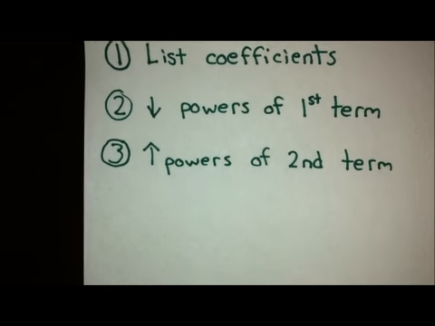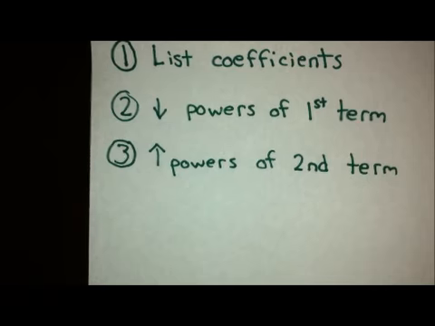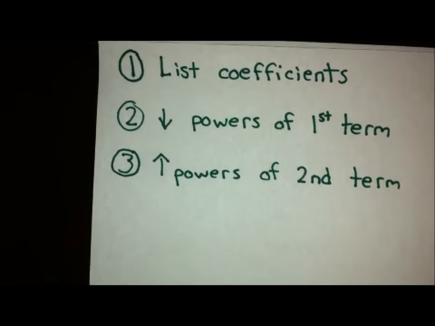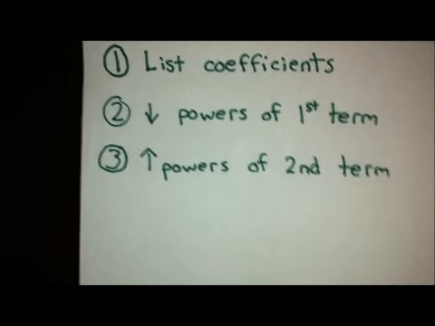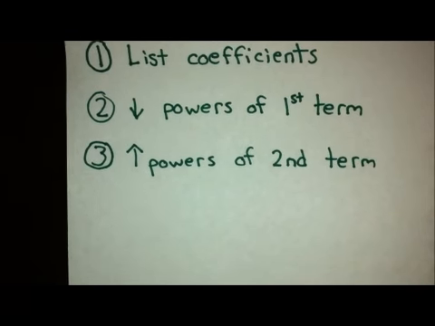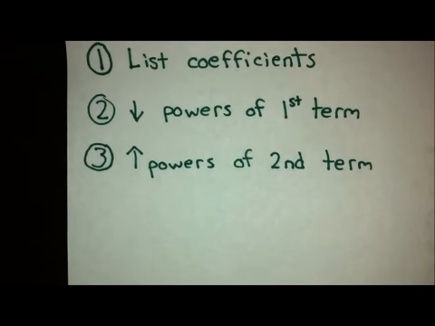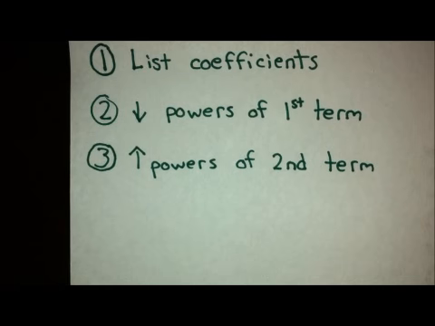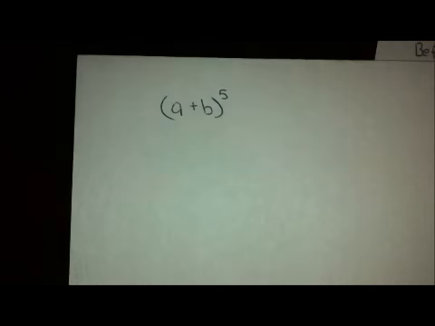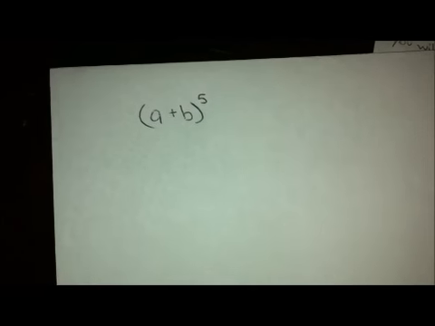The second step is taking the first term of the binomial and applying decreasing powers to it. And the final step is taking the second term and applying increasing powers to this, while always remembering to start at 0. We will begin with an easy example by expanding this binomial here, a plus b to the 5th.